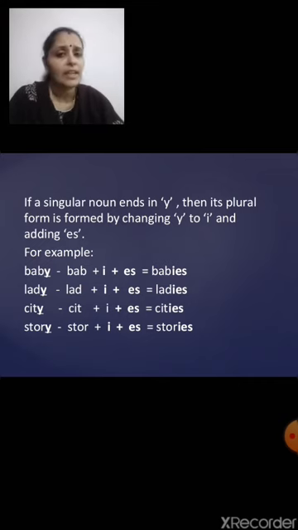L-A-D-Y. Lady. Now what should I do? Yes, I will remove the Y. I'll put an I in the place of Y and I will add ES. So L-A-D-I-E-S, ladies. C-I-T-Y, city. Now, what should I do? I will remove the Y here, so it becomes C-I-T plus I plus E-S, C-I-T-I-E-S, cities.